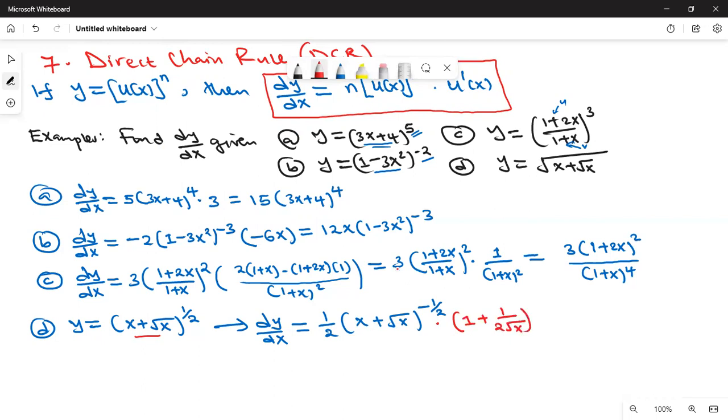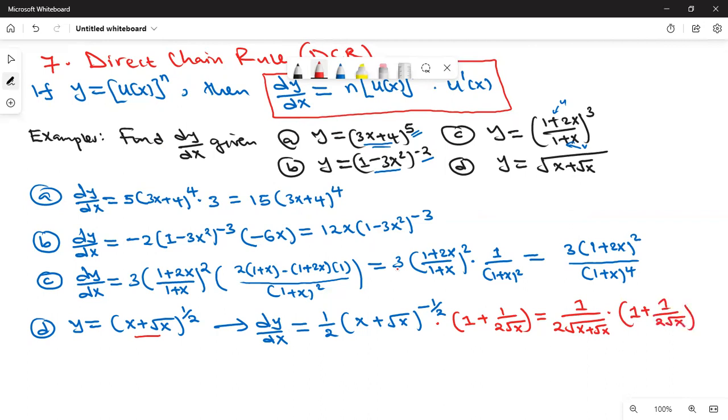So that is our answer, which you can as well write as 1 over 2 root x plus root x times 1 plus 1 over 2 root x.